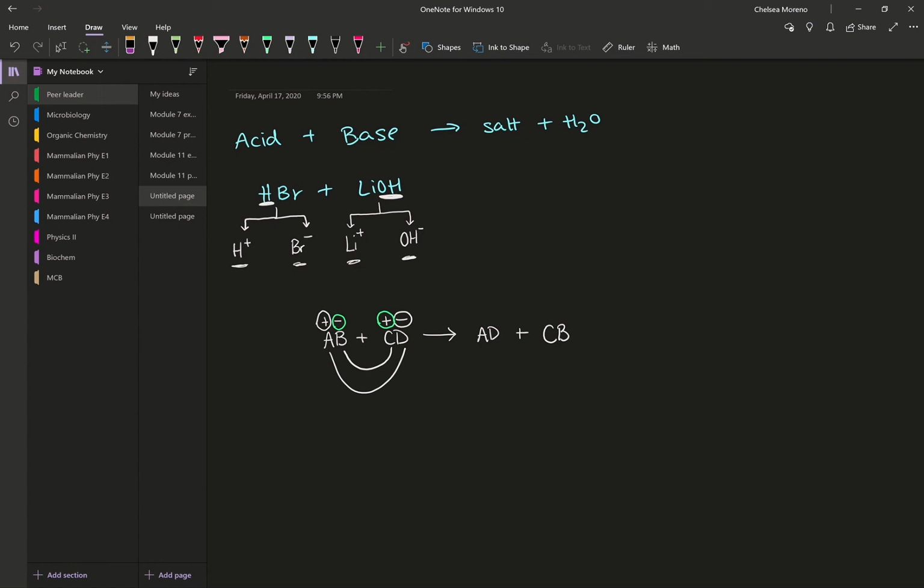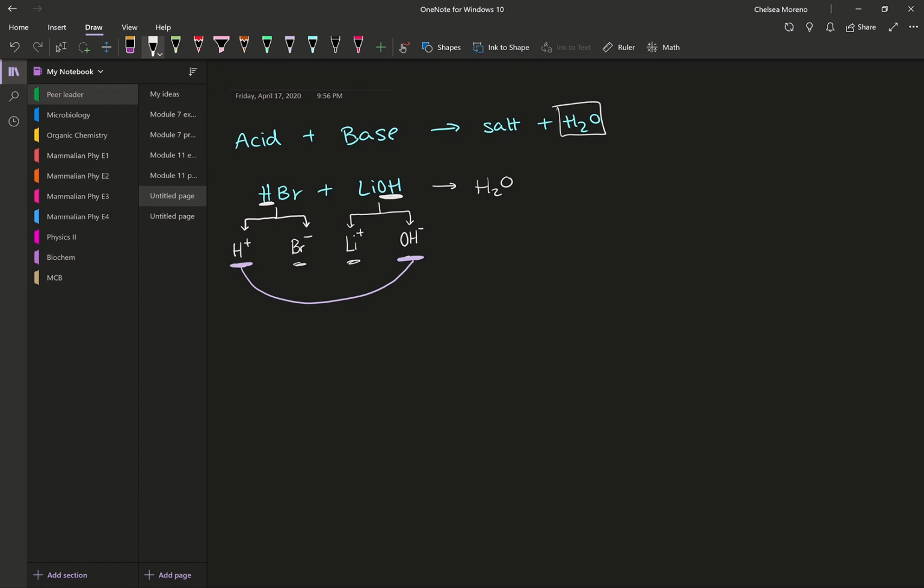So now that I showed you a little example, let's actually do that for this reaction up here. Our cation is going to go with our other anion. So these two are going to go together. You have hydroxide plus hydrogen, which means you're going to make your water, right? And we see that up here in our acid-base reaction.